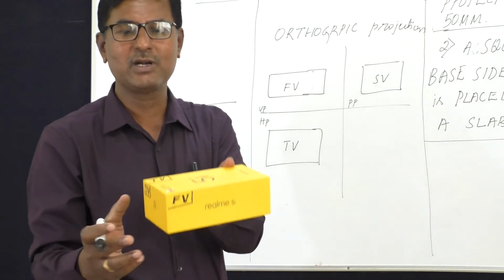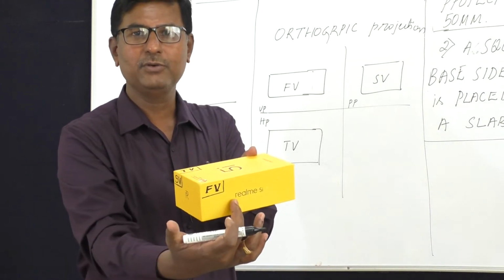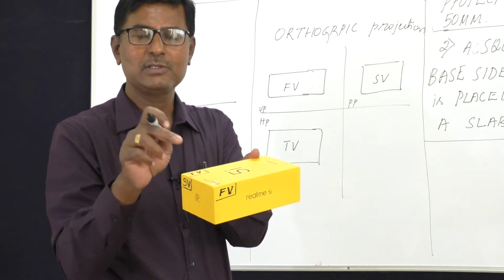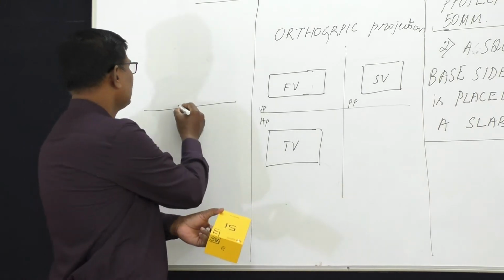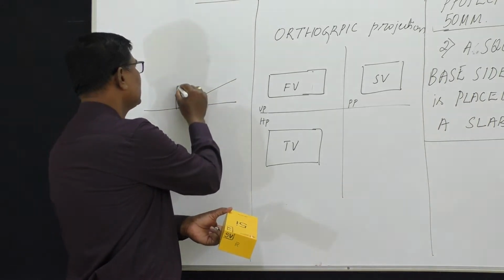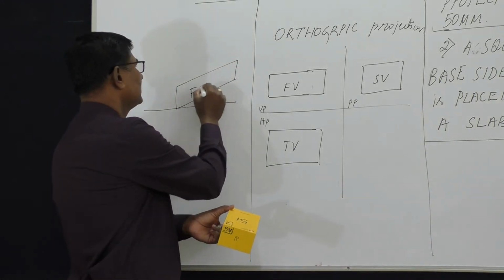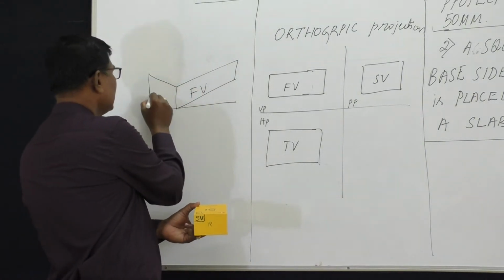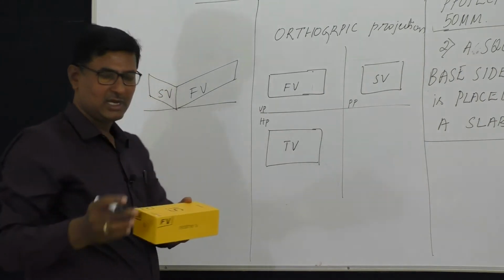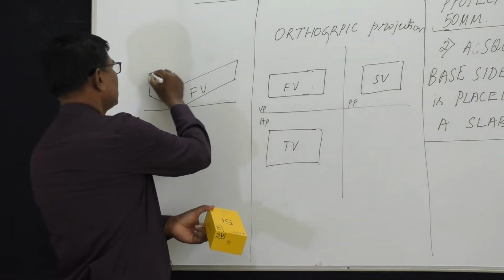The greatest advantage is, you will see the front view, you will see the side view, you will see the top view simultaneously. I'll show you what you are seeing. See, whatever you have seen here is the front view of the box. So this is the front view. Whatever you are drawing here is the side view of the box. And what you are seeing here is the top view of the box.